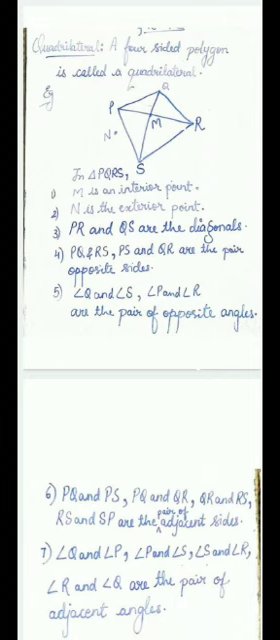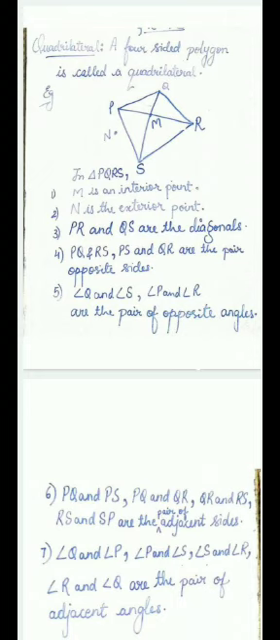Let's see here, when the diagonals meet each other, there is an intersecting point. So M is the intersecting point, or M is the common point where the diagonals PR and QS meet. Point N is the exterior point. As I have told you that point M is the interior point, similarly point N is the exterior point.